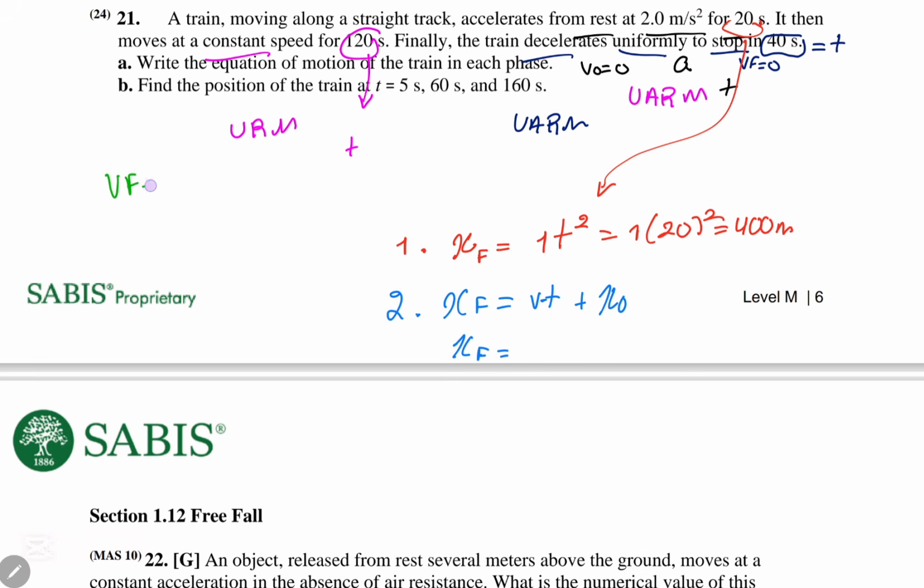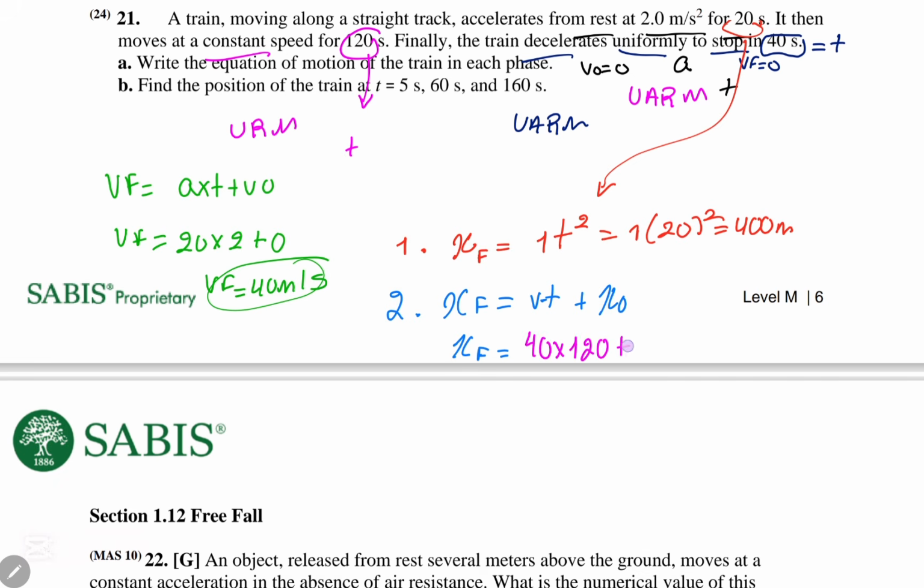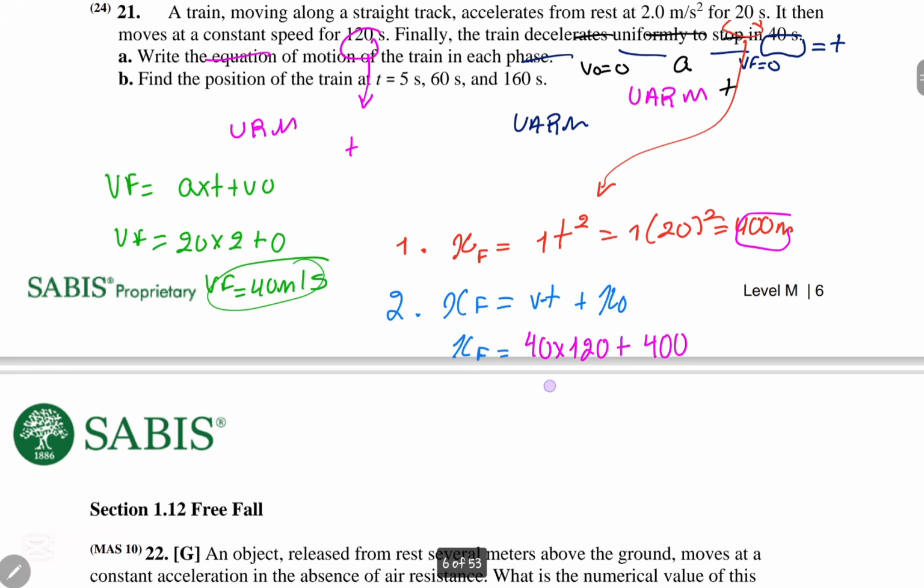Very simply, v final is equal to acceleration times time plus v initial, right? So v final is equal to 20 times 2 plus 0. So v final is equal to 40 meters per second. So this is my new velocity, or my speed, which is 40, times the time, which is 120 seconds, plus x initial, which was 400 meters. Please do not forget about this. X initial is not from the origin. It's from where we stopped, or where we're starting, which is the 400 meters. So 40 times 120 plus 400, I got 5,200 meters.